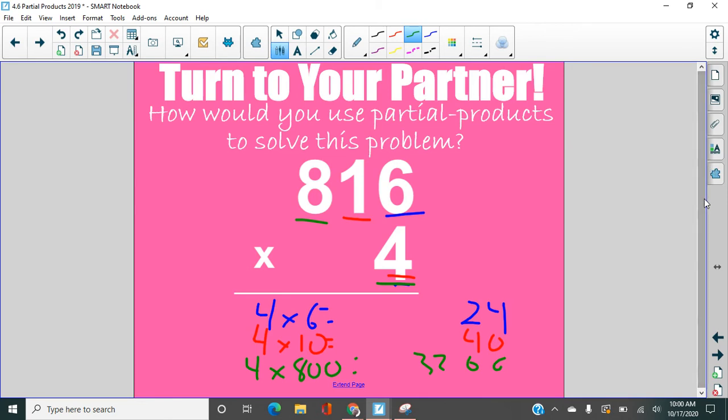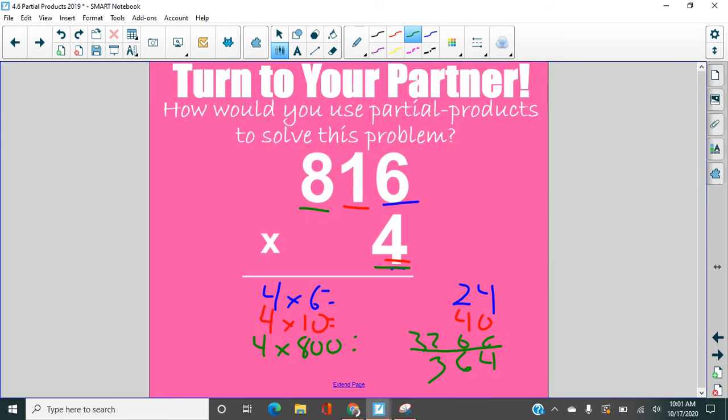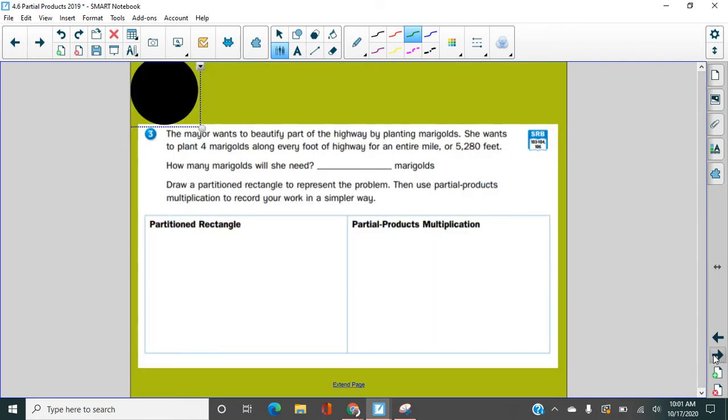Then what's my last step? You know it. Add those up. So 4, 6, 2, whoop, not 3. Oh, they all disappeared. 4, 6, 2, and 3. 3,264. Okay, this is partial products multiplication.